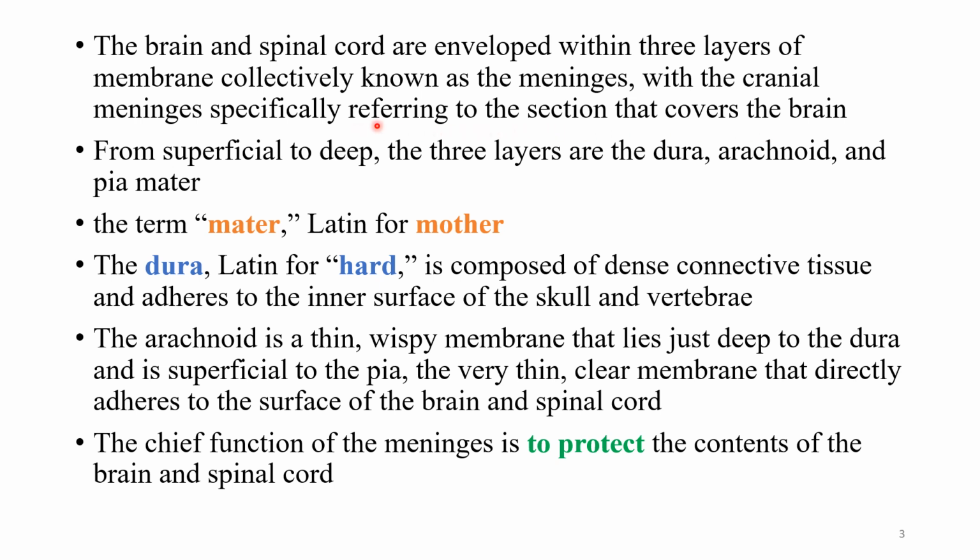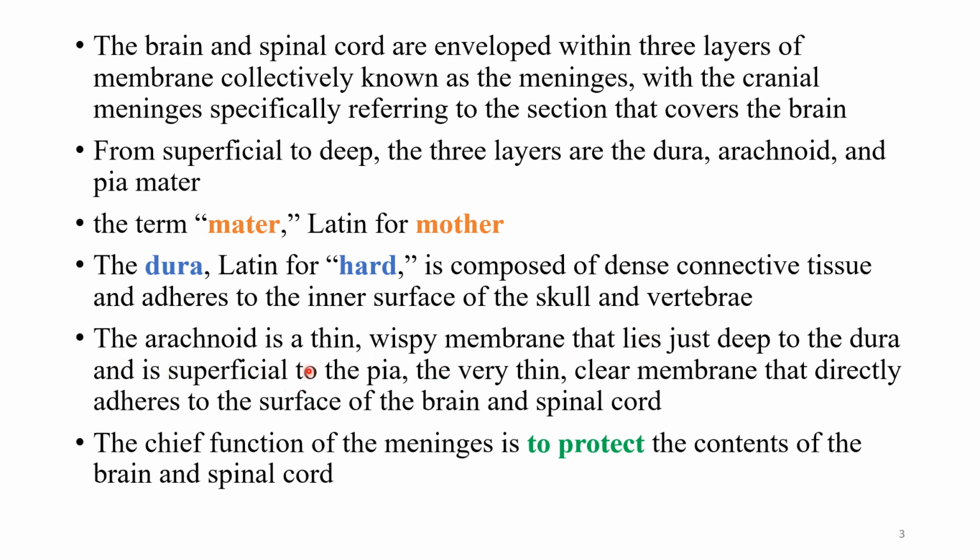We have seen that the brain and the spinal cord are also enveloped within three layers of membranes, collectively known as meninges. So, these are the coverings of the brain. From superficial to deep, there are three layers: dura mater, arachnoid mater and pia mater. Mater, in Latin, is related to the meaning of mother. The dura, in Latin, means hard. So, this dura mater is composed of dense connective tissue and adheres to the inner surface of the skull and vertebrae.